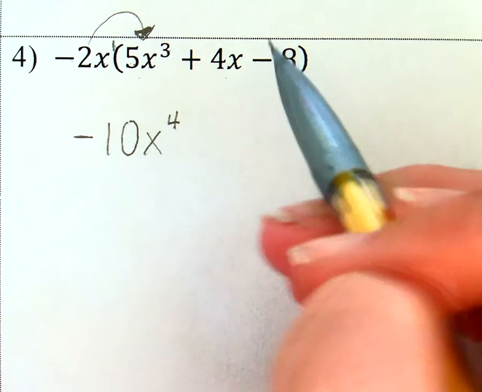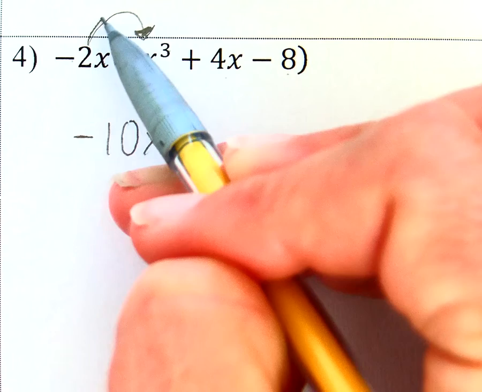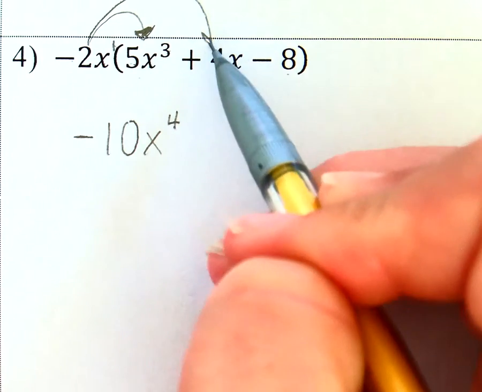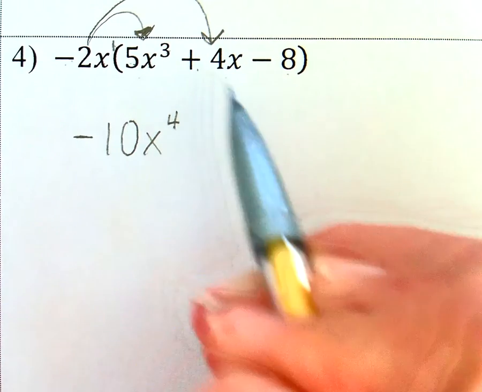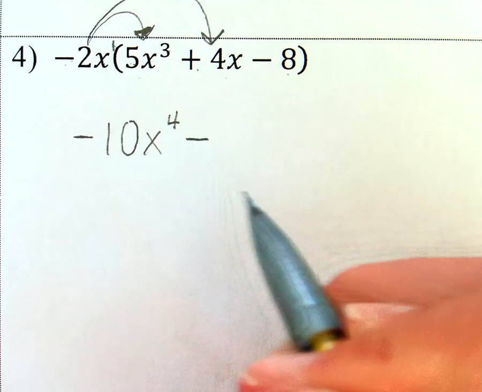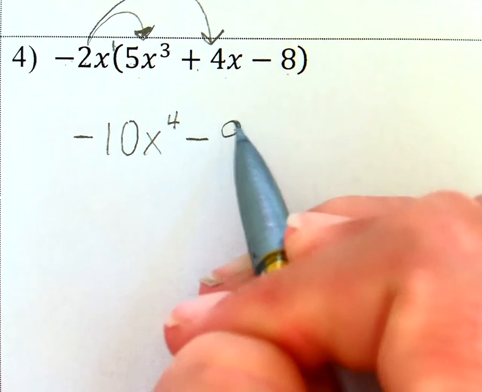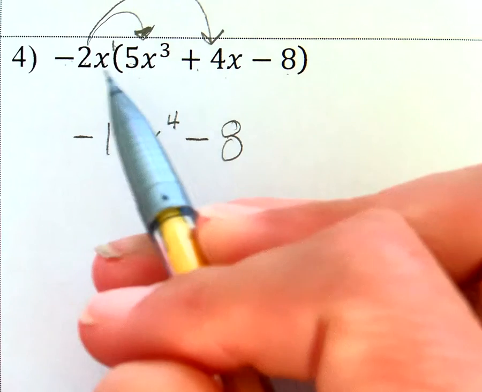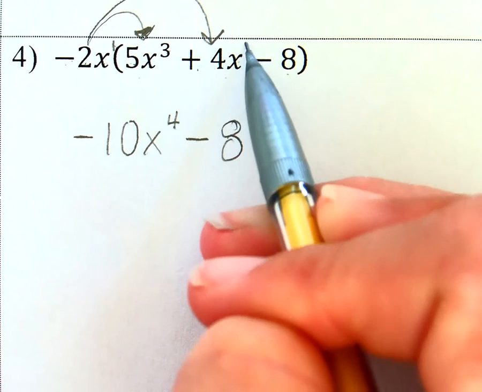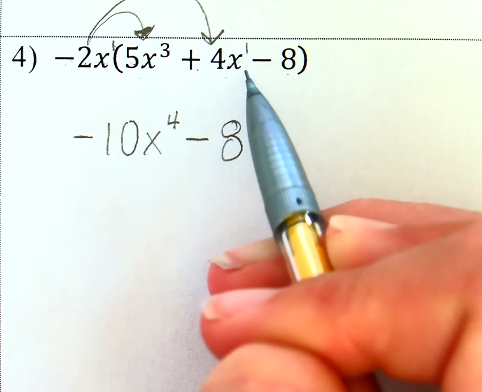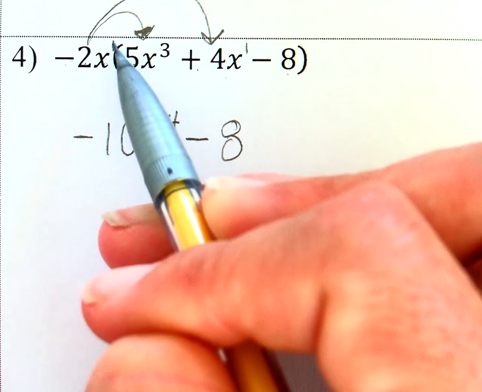Okay. Now I'm going to distribute this -2x to a +4x. A negative times a positive is a negative. Again, I'm going to multiply my coefficients. 2 times 4 is 8. And once again, I'm going to take x to the first times this, which is again an x to the first. So I'm going to add my exponents. 1 plus 1 is 2.